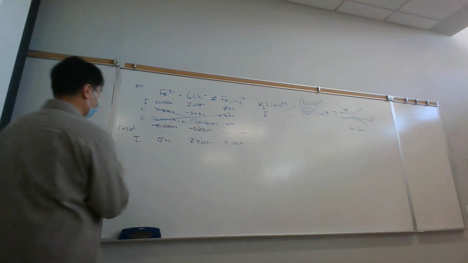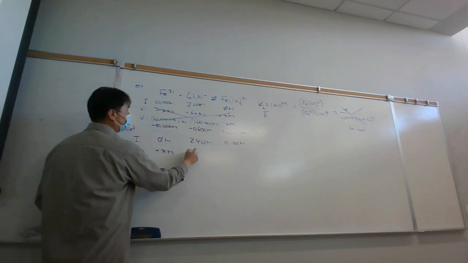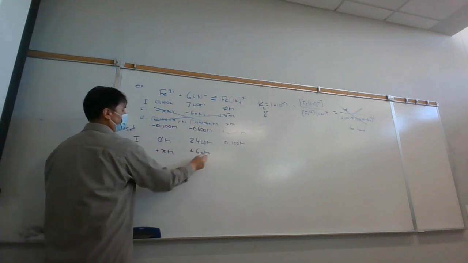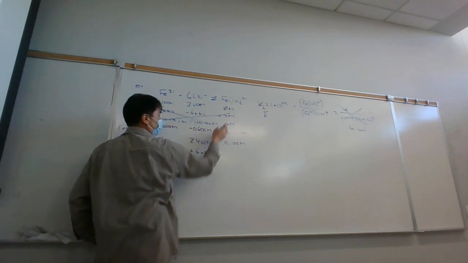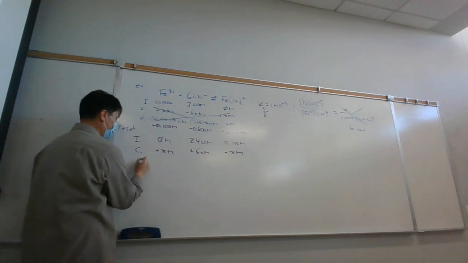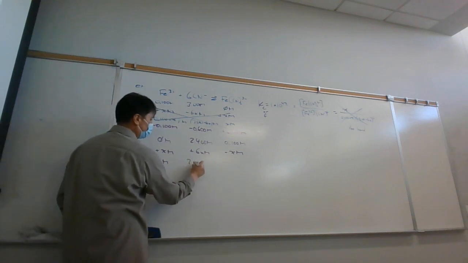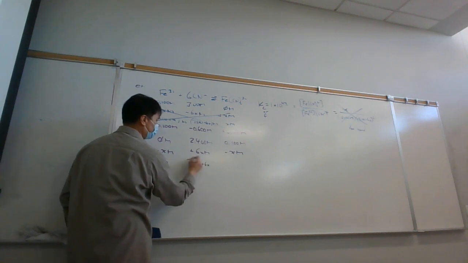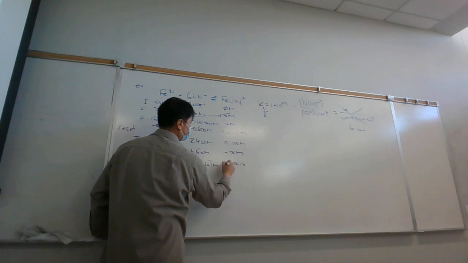And so here the change is going to be going back uphill. So this is going to be plus x molar. This is going to be plus 6x molar. For every one of these that breaks apart, I get one iron and six cyanides. And this is going to be minus x molar here. And so at equilibrium, I'm going to have x molar, 2.400 plus 6x molar, and then 0.100 minus x molar.